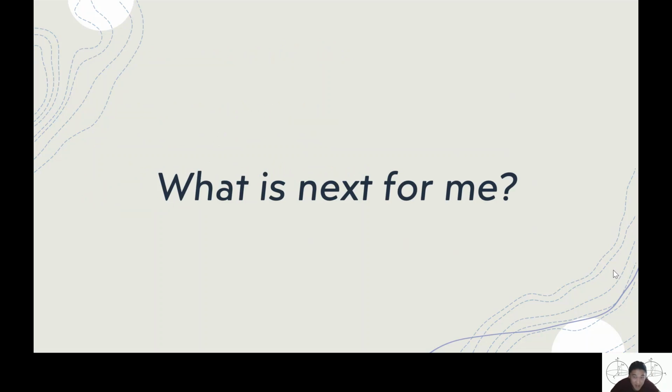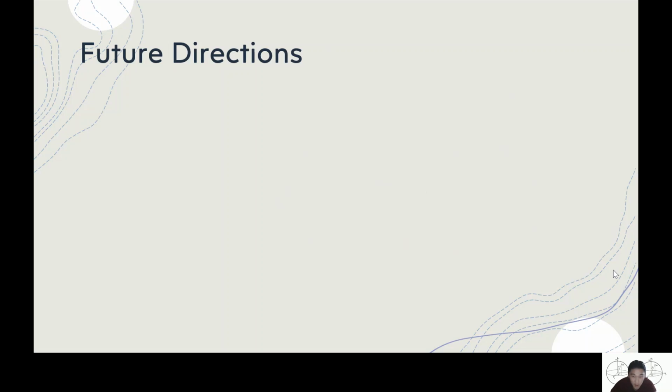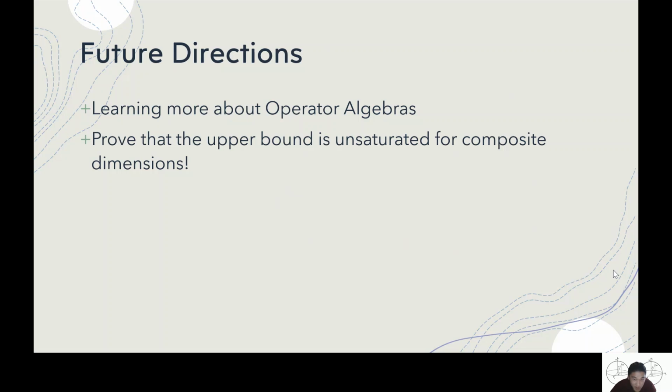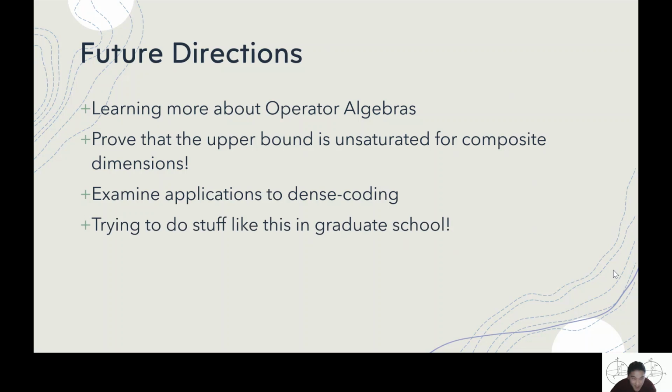So what's next for me? Well, what I'll be doing moving forward is trying to learn more about operator algebras, because each proof of mutually unbiased basis existence depends on these, and it's really a dense field. Hopefully by doing some work and getting some insight, our reach goal would be to prove that the upper bound is unsaturated for composite dimensions. I'd also like to examine some more applications of mutually unbiased bases for dense coding. And then lastly, I'd like to work on this kind of stuff in grad school.